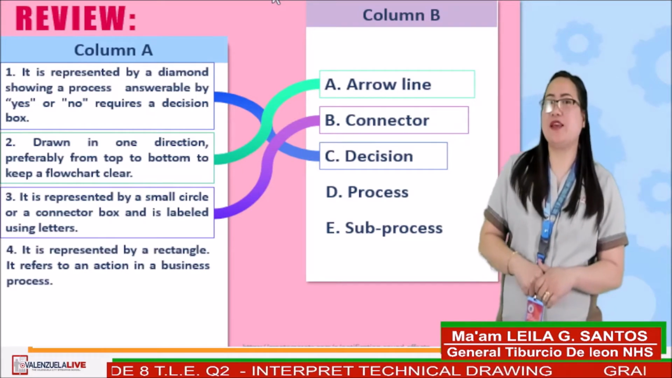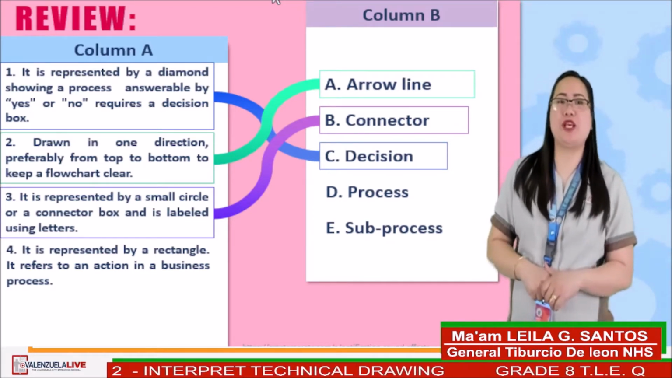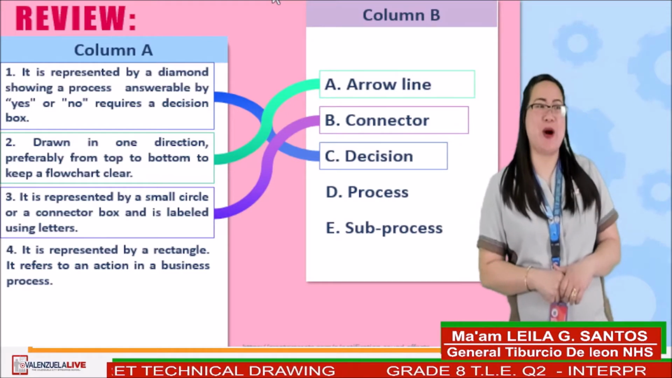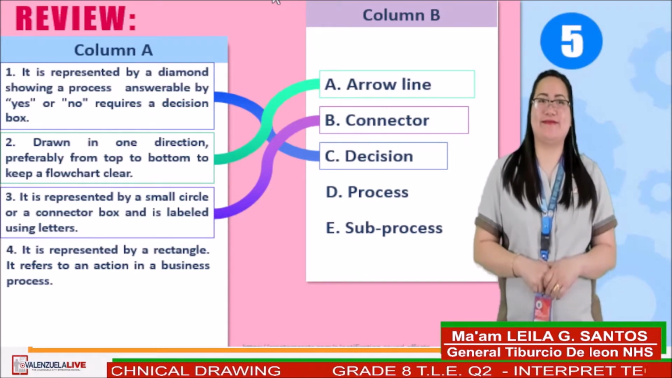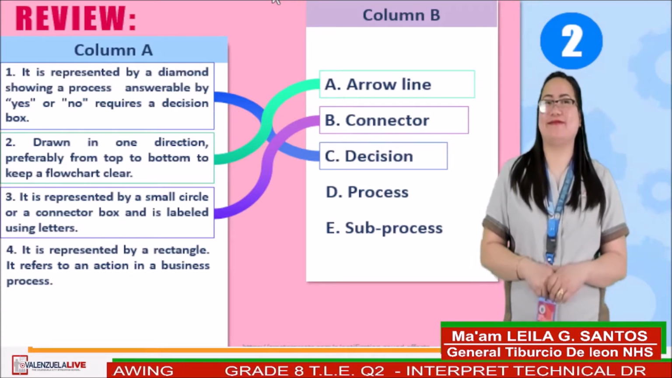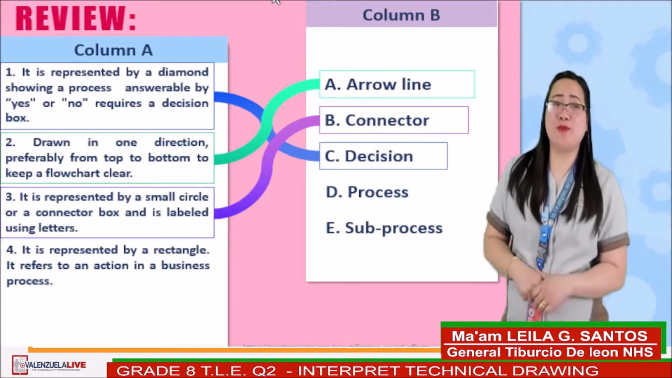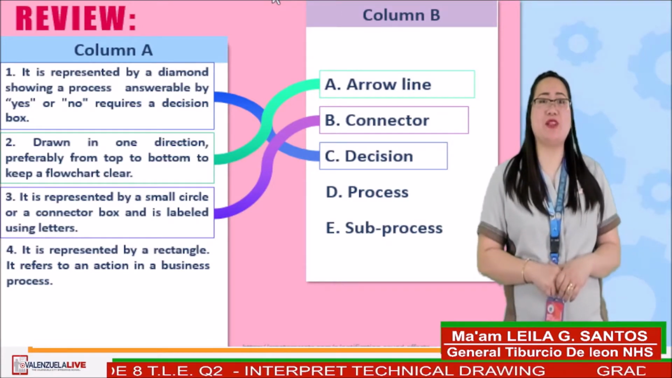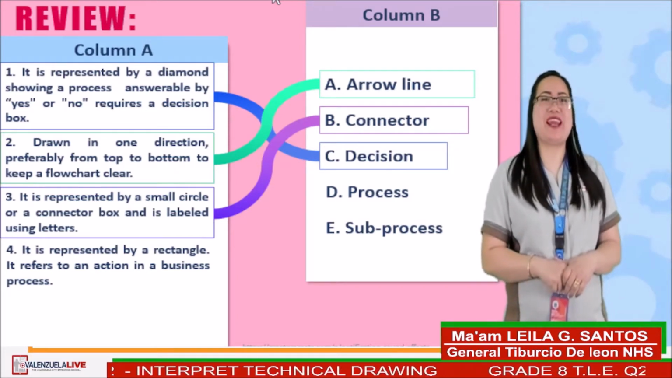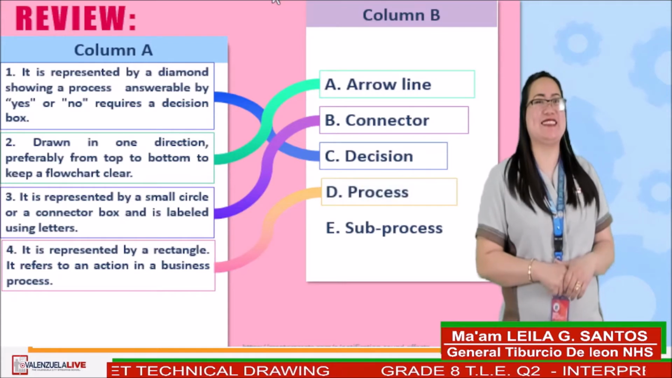Next is for the answer in number 4. It is represented by a rectangle. It refers to an action in a business process. Your timer starts now. Time's up! What is your answer, my dear learners? Nailed it! You've got the correct answer, and that is letter D, process.